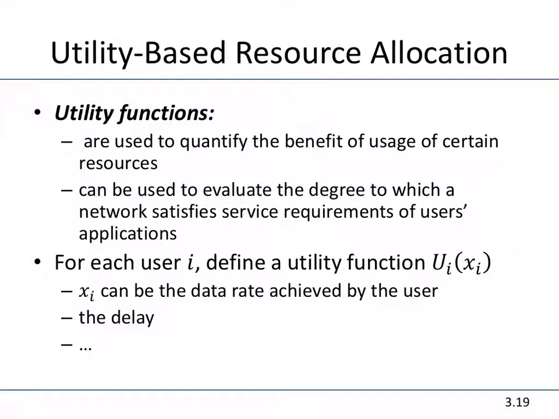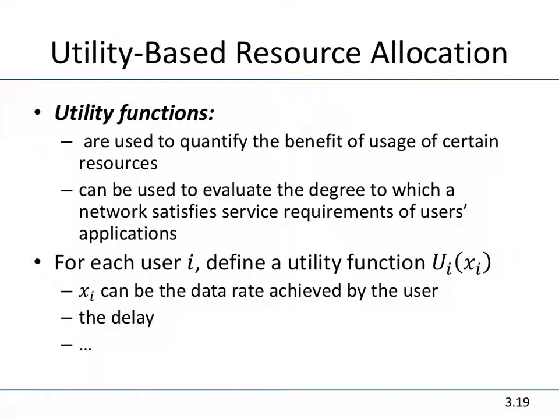So basically what we do here is that we can define a utility function which is ui of xi. Xi here is the resource. This resource could be a channel, could be a specific frequency or power or something like that, or data rate or anything like this.